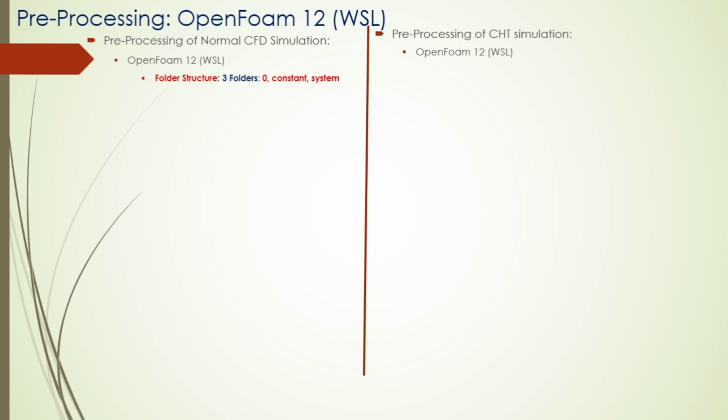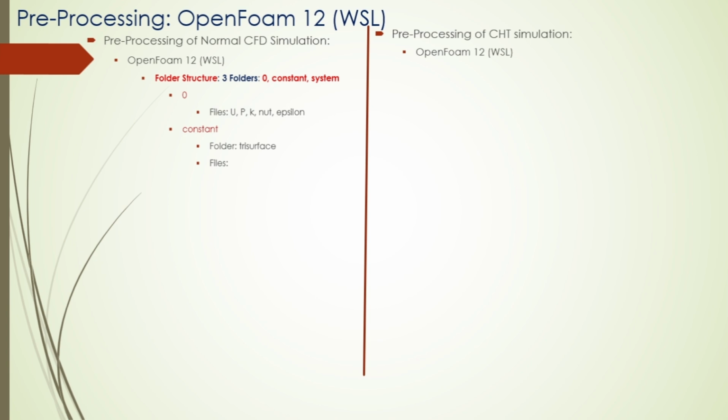The pre-processing of normal CFD simulation in OpenFOAM 12 contains three folders: 0, constant, and system. The folder 0 contains the following files. These are state variables for the simulation, and the respective details are provided in these files. The second folder is constant. In this folder, another subfolder called triSurface is added, where the geometry files are saved.